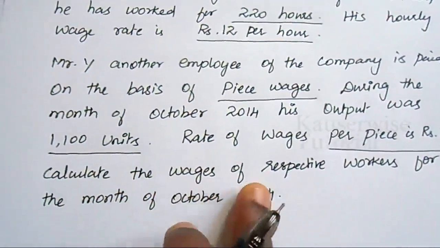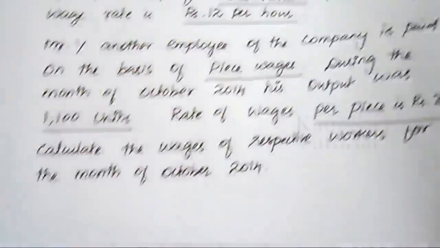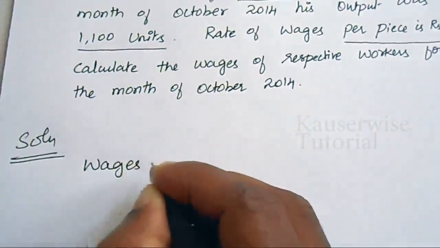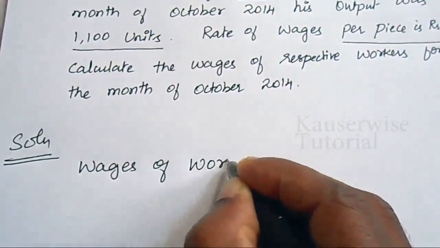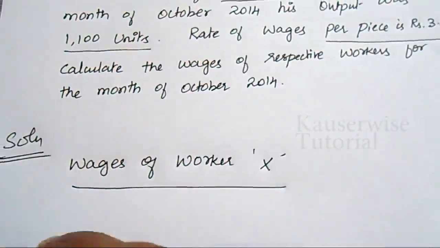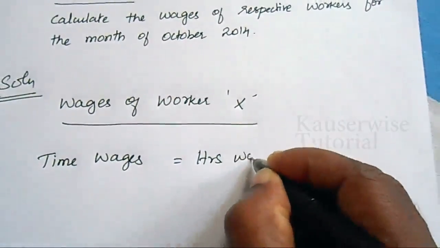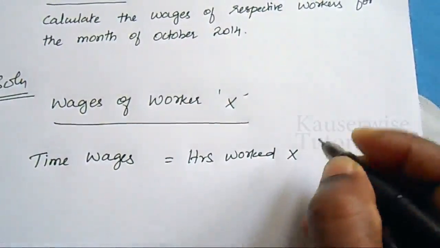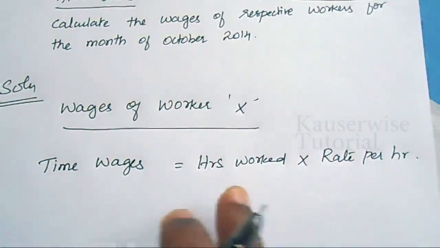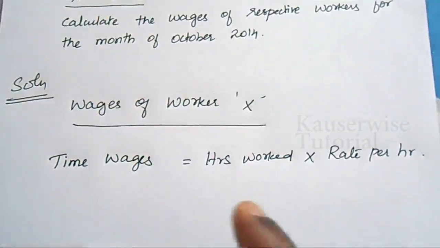So calculate the wage of the respective workers for the month of October 2014. Now you can easily solve this and find the solution. Wages of worker X: how will we calculate? Time wages is equal to number of hours worked into rate per hour.